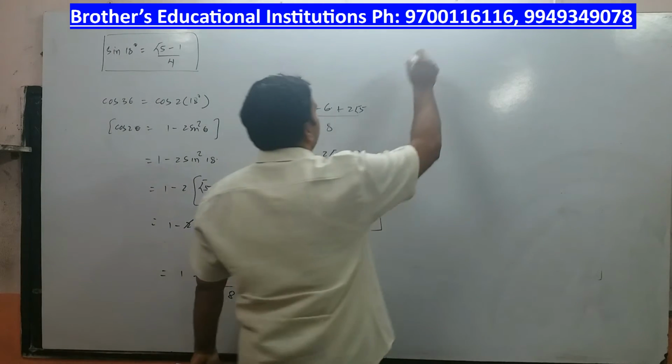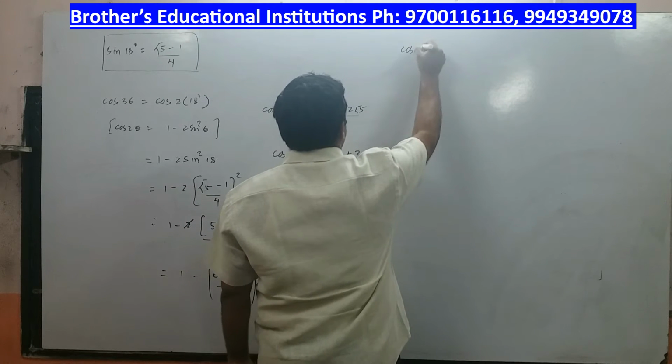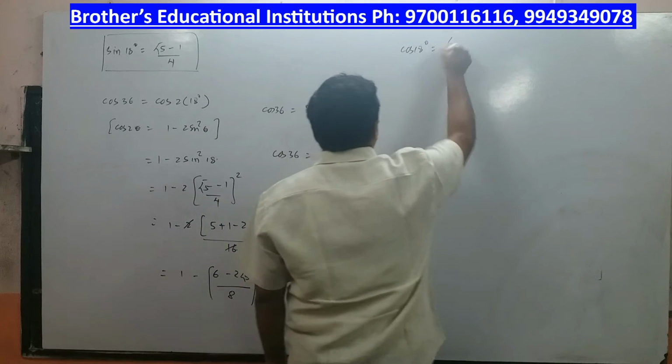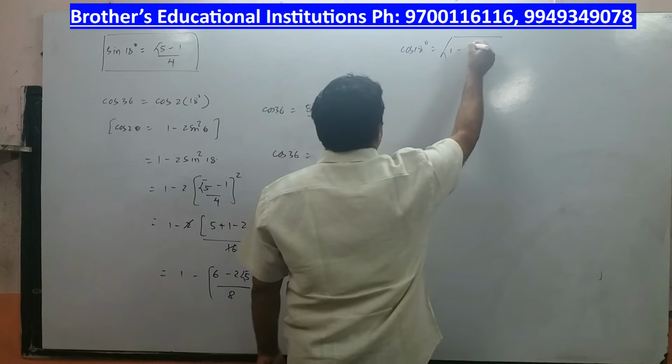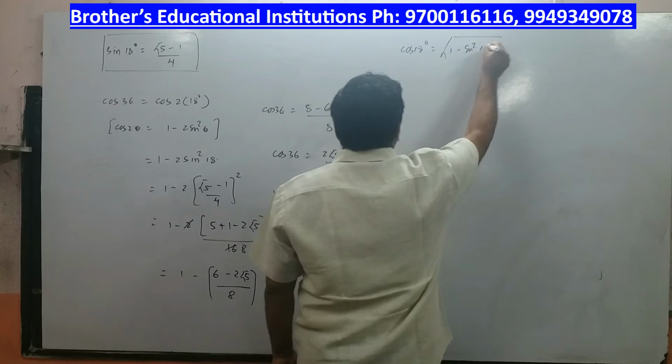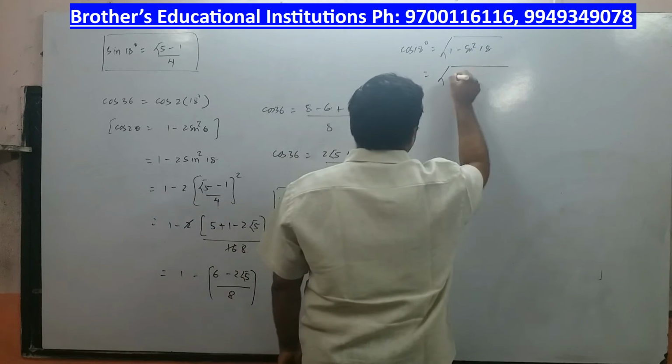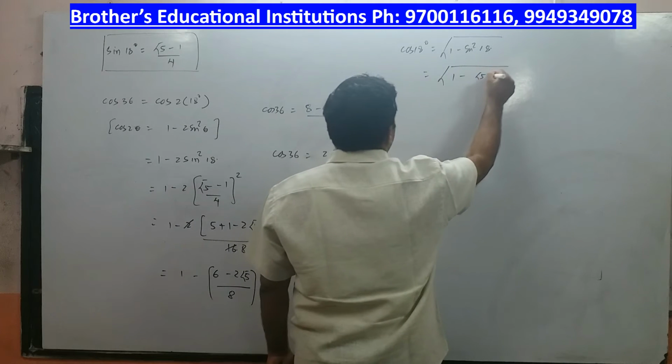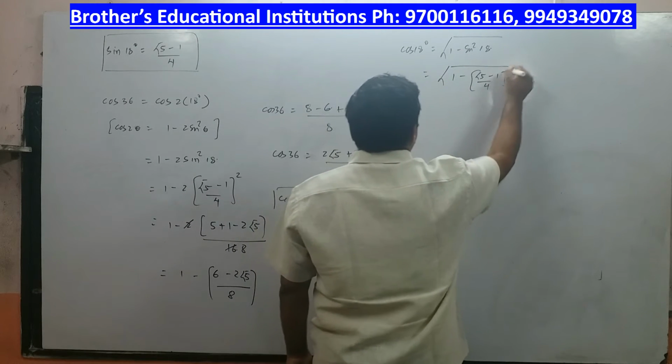Now I want you to find the value of cos 18 degrees. What is cos 18 degrees? Now I have a formula. Cos square 18 is equal to 1 minus sine square 18. 1 minus sine square theta is equal to cos square theta. So 1 minus sine 18 is what? (Root 5 minus 1) by 4 whole square.